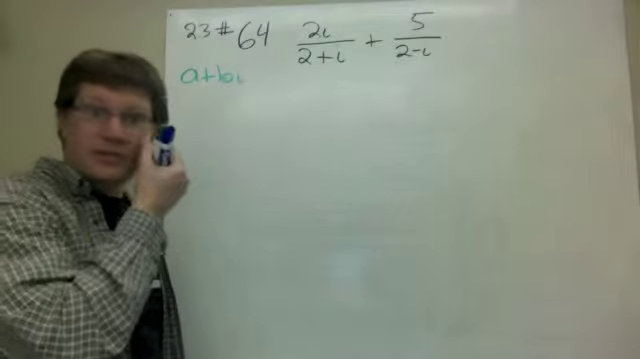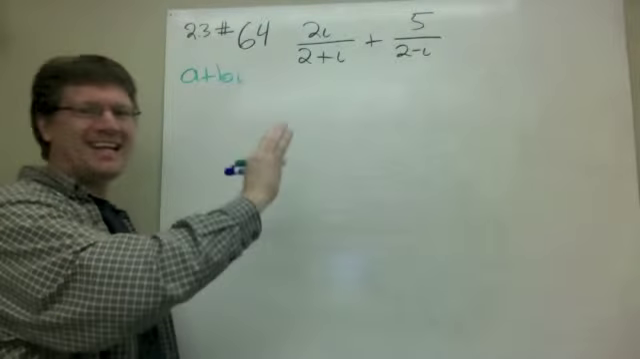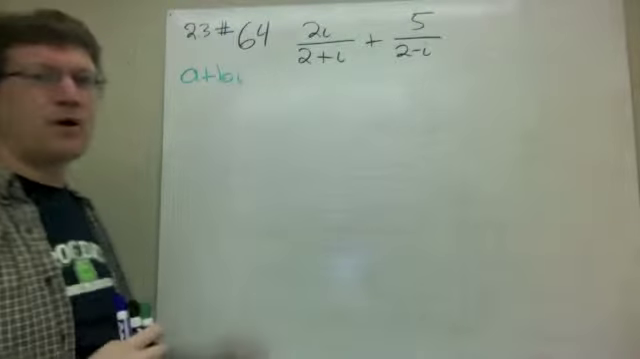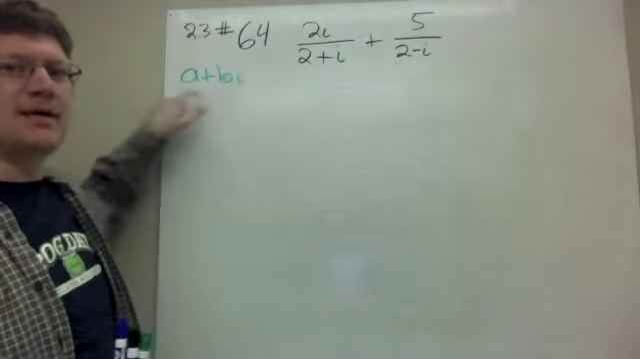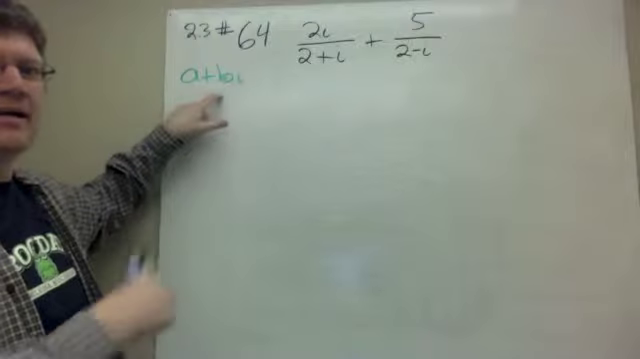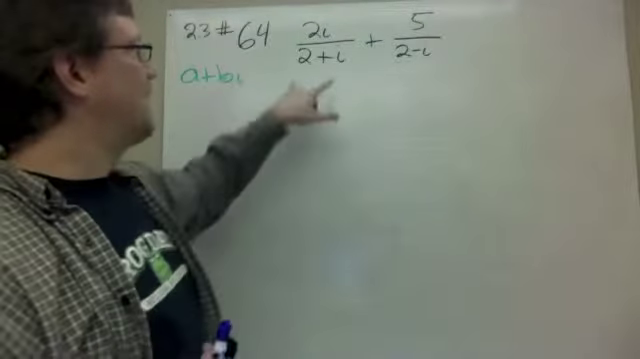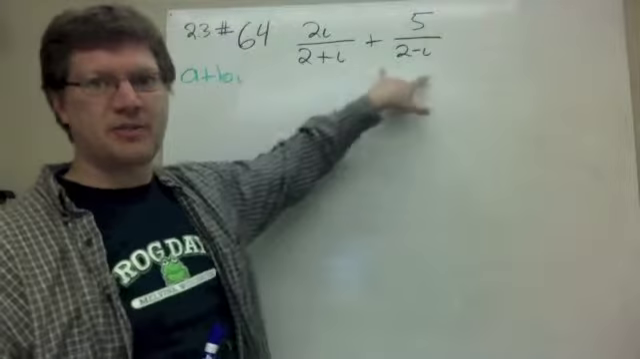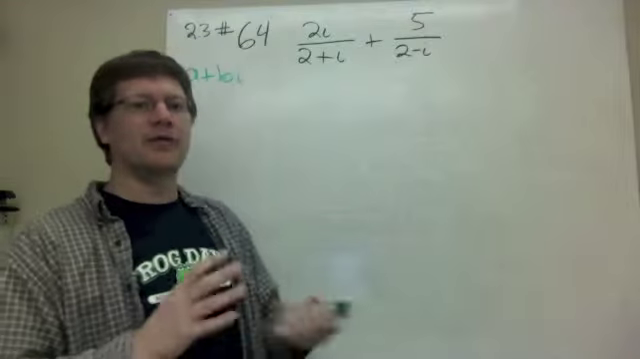Section 2.3, number 64. We are told to take this fraction and write it as a complex number in standard form. Complex number in standard form is, again, a plus bi, where we have a real part adding onto an imaginary part. Now, the problem is we have complex numbers on the bottoms of fractions. We don't like complex numbers on the bottoms of fractions. So how do we get rid of those?